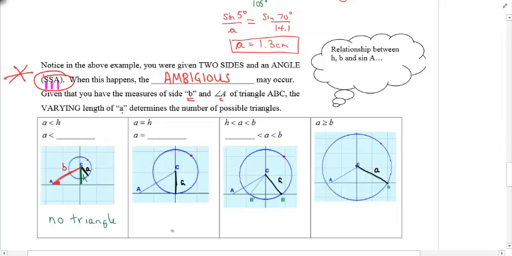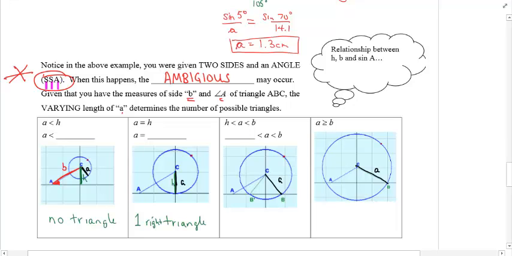Looking at the next one, A equals H. So notice that the length of A now is equal to the height. And if that's the case, the triangle you get, of course, is one of them. But I'll even make it more specific: one right triangle. And that's, of course, when the length of A equals the height.